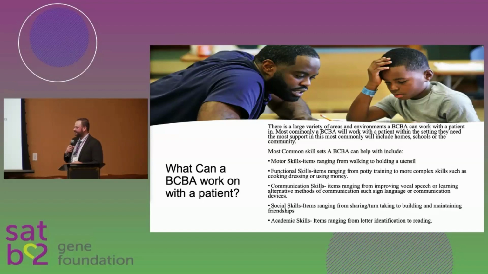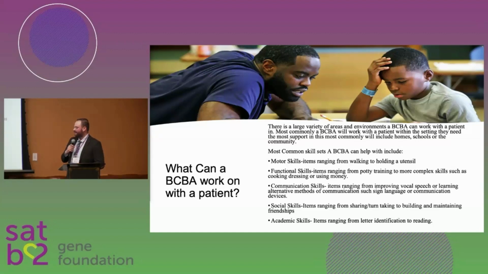Communication skills is a big one. I work with patients every day working on new methods of communication. This can be all the way from improving vocal speech to learning those alternative methods of communication. You might hear the use of terms like picture exchange, which is essentially identifying a method of communication that uses pictures of items or activities to properly express a want or a need. We can also help with sign language and really everything that goes into learning how to get the individual patient's individual wants and needs across.